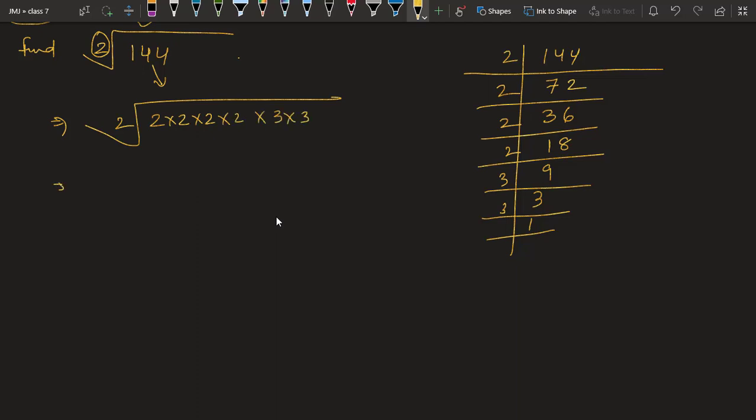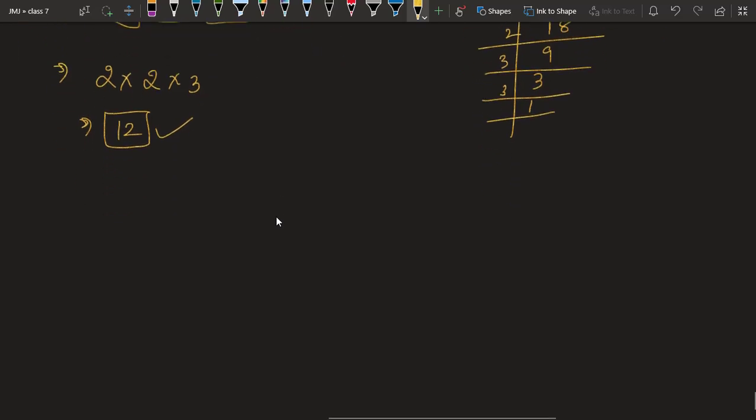Now what will come out? One 2 will come out, second 2 will come out, and one 3 will come out. So this is the answer. 2 2s are 4, 4 3s are 12. So I hope you are able to understand that square root of 144 is 12. Similarly, you can find square root of other numbers also.